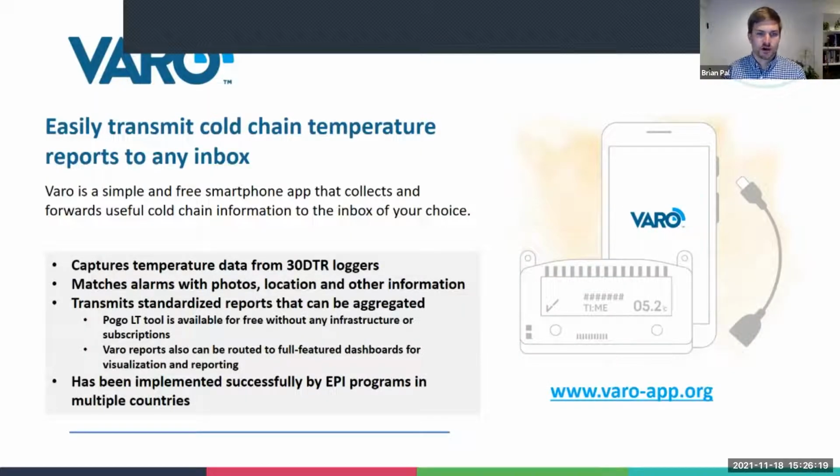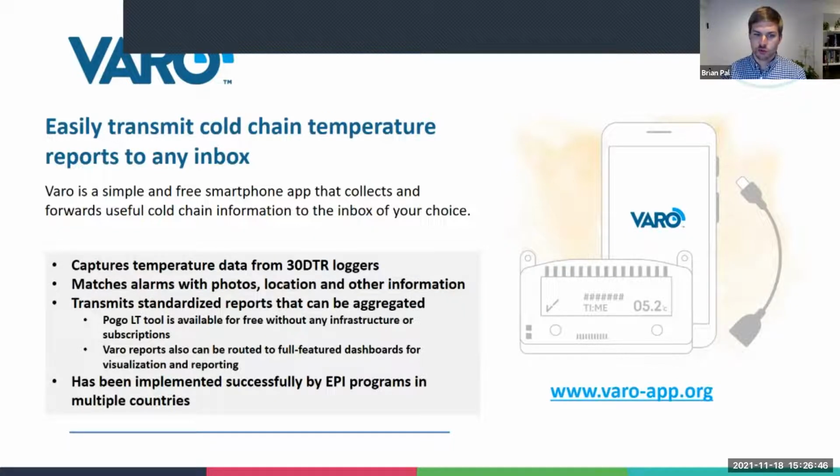So to summarize here, Varo is a simple smartphone application that collects cold chain data and forwards it to the inbox of your choice. It can download temperature data from 30DTR loggers. It's also possible to create a manual report where there isn't a 30DTR available to download data, where the user just enters the current temperature. This report includes photos, location, and other information to provide context for what might be going wrong with that refrigerator. And those standardized reports can be aggregated by downstream tools.